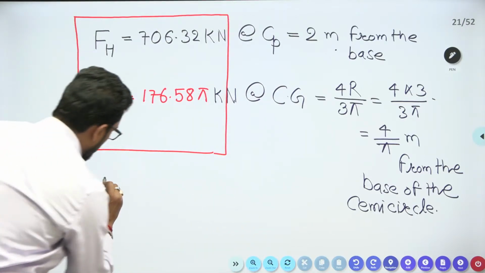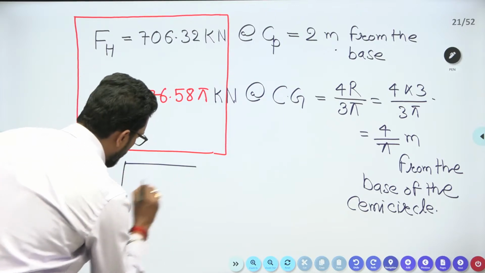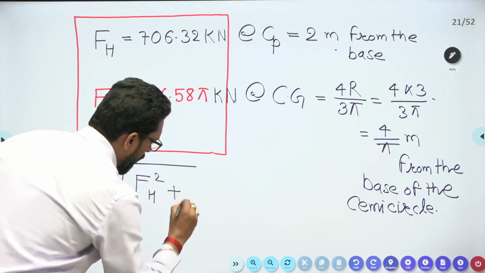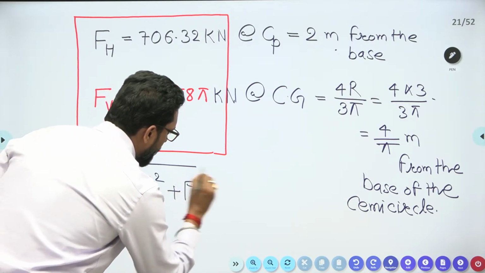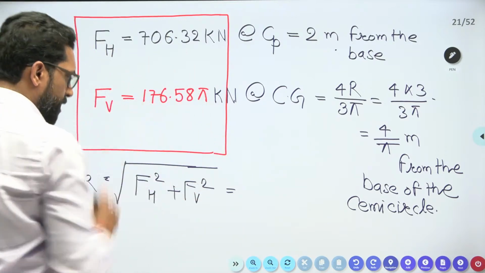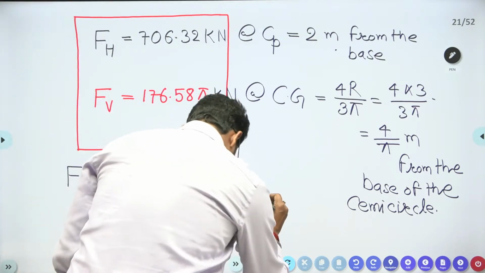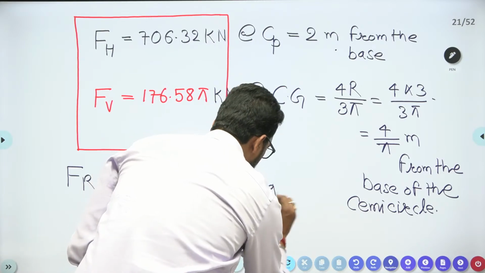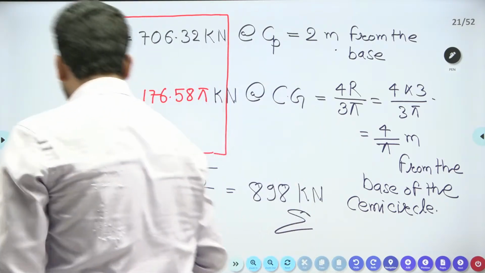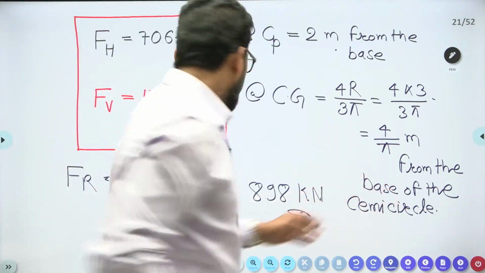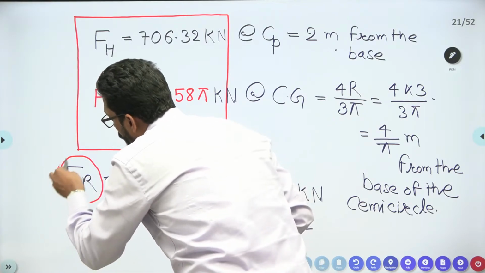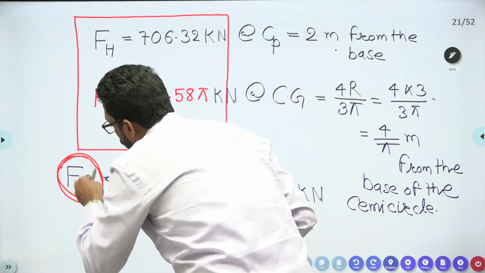Fr is what? Square root of F horizontal force squared plus F vertical force squared. Put all these values, this one and this one, and you have to get an answer of 898 kilonewton. What is this force? This is the net hydrostatic force.